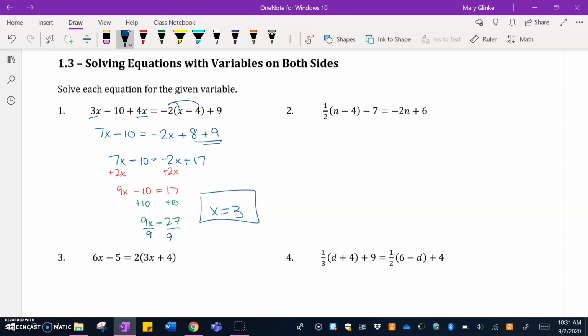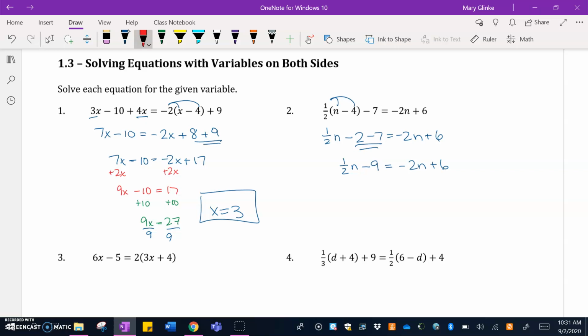Number 2 is going to be similar. We're going to go ahead and start by distributing. We're doing 1/2 times n and 1/2 times 4. Then we combine like terms. So we get 1/2 n minus 9 equals negative 2n plus 6.